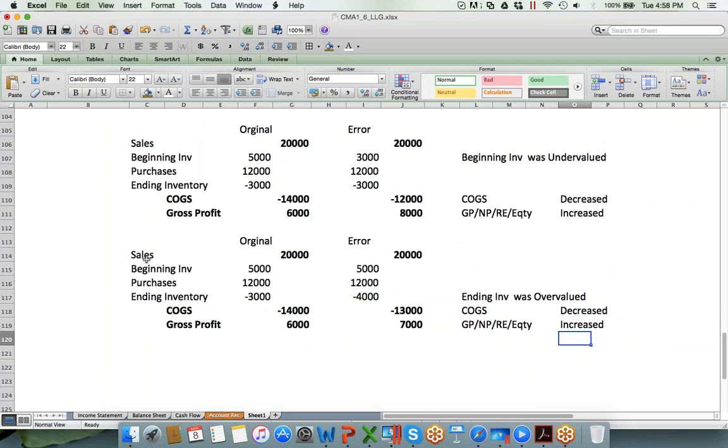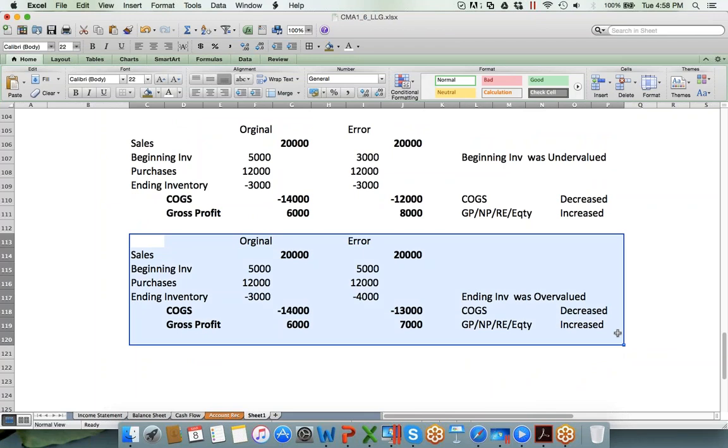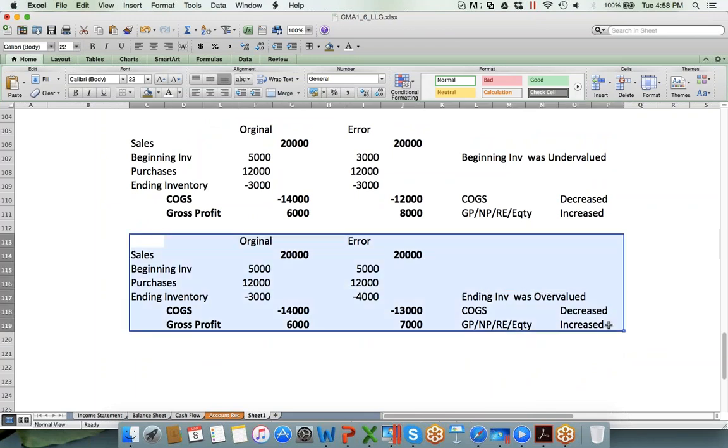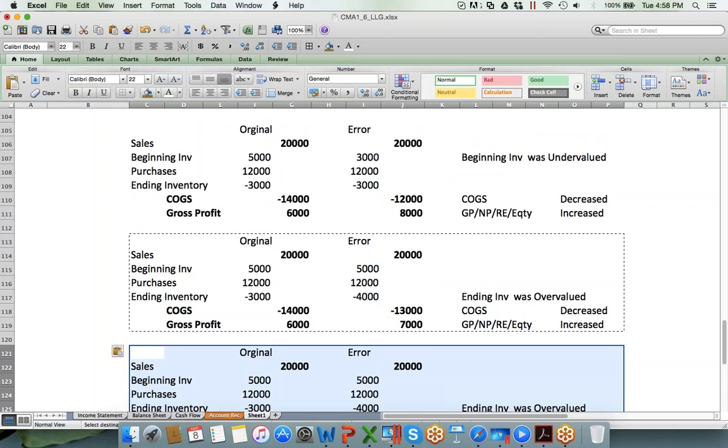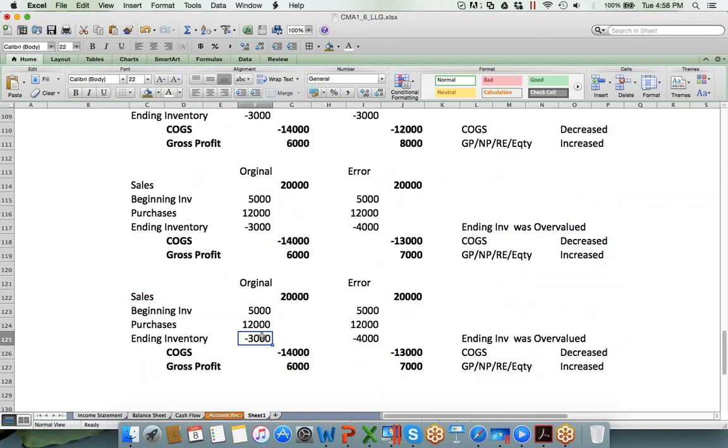What happens if ending inventory is undervalued? If ending inventory is undervalued, instead of 3,000 it is 1,500. My cost of goods sold increased, gross profit decreased. Ending inventory was undervalued. Cost of goods sold increased and GP, NP, etc. decreased.